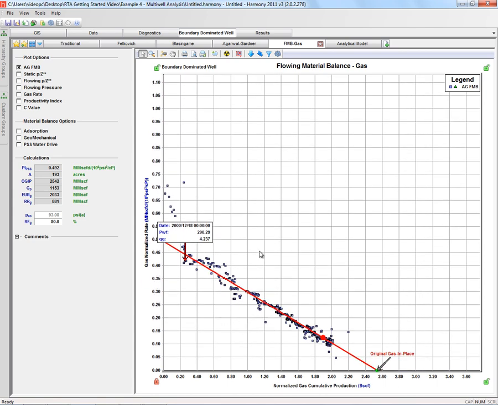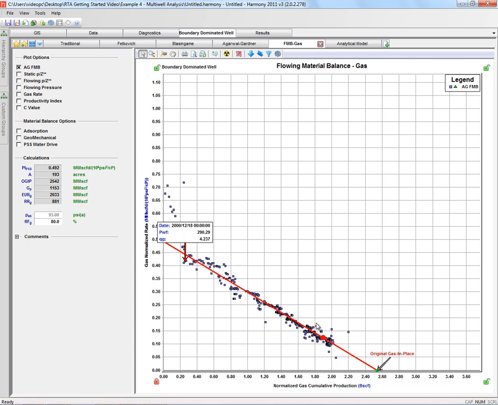Now the purpose of the flowing material balance, just like the name implies, is to provide an in-place fluid volume. It's just like a conventional static material balance analysis. The only difference is that all of the underlying data is based on the flowing condition rather than shut-in data, which obviously for operators provides a huge practical advantage.